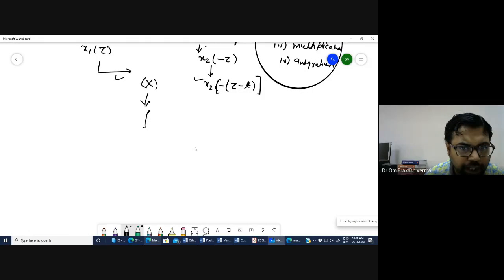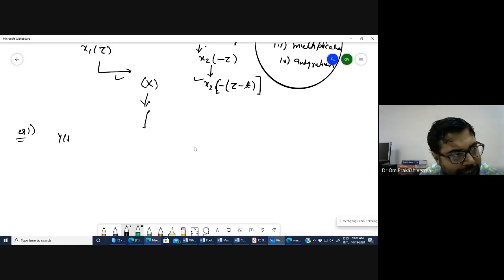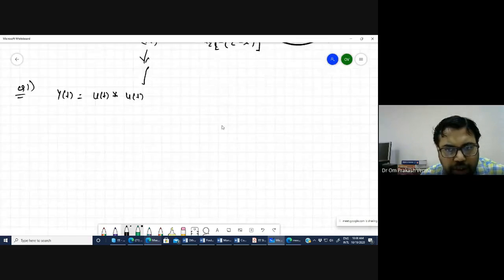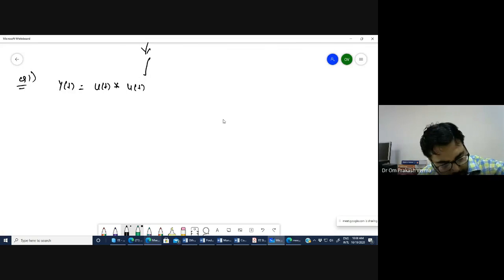So let's say I'm taking the first example, a very famous and very common example. y(t) equals the convolution of u(t) with u(t). First I am going to solve this question, and after this we will solve another, and tell me the answer.